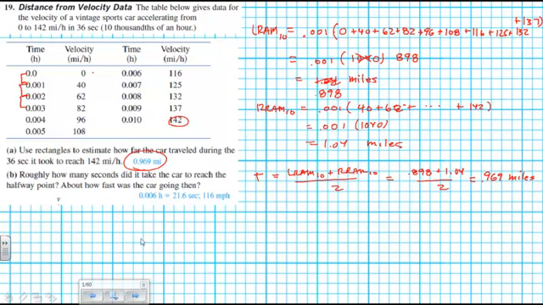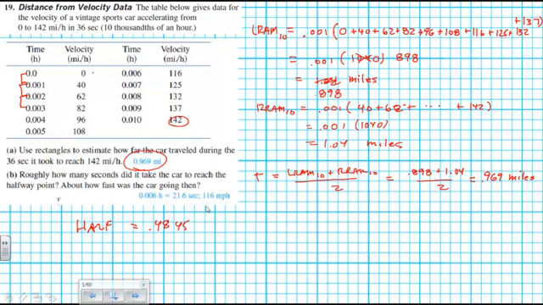The next question is, how many seconds did it take to reach the halfway point? Well, the halfway point is half of the total distance, and that is about 0.48. And when do we reach that halfway point?